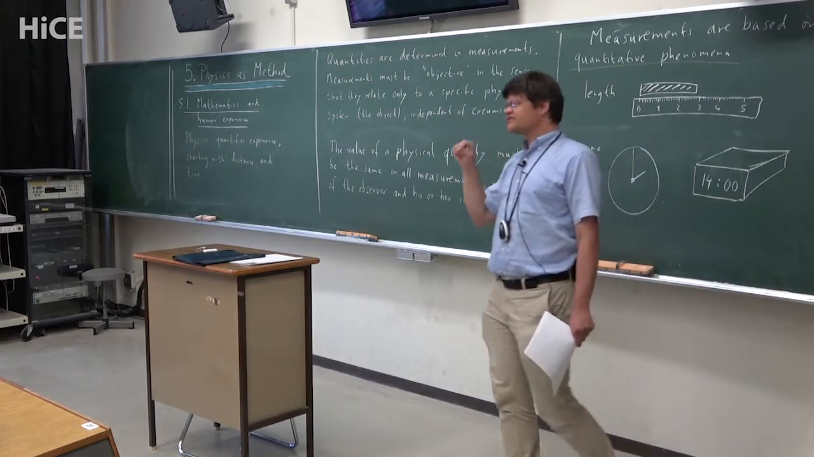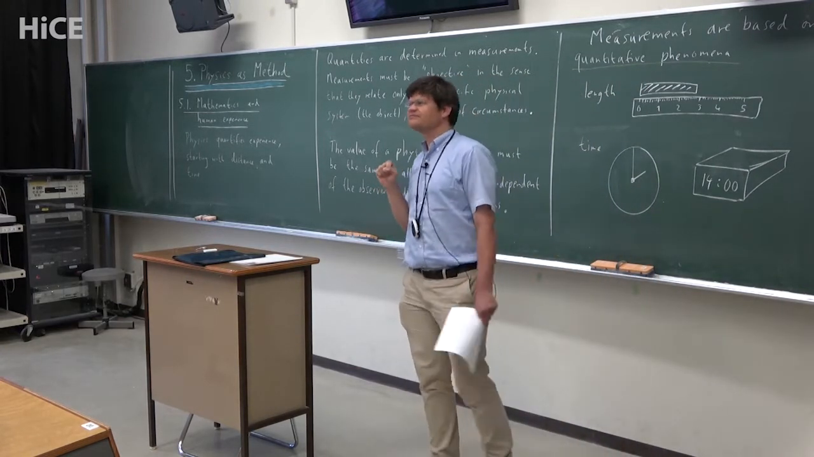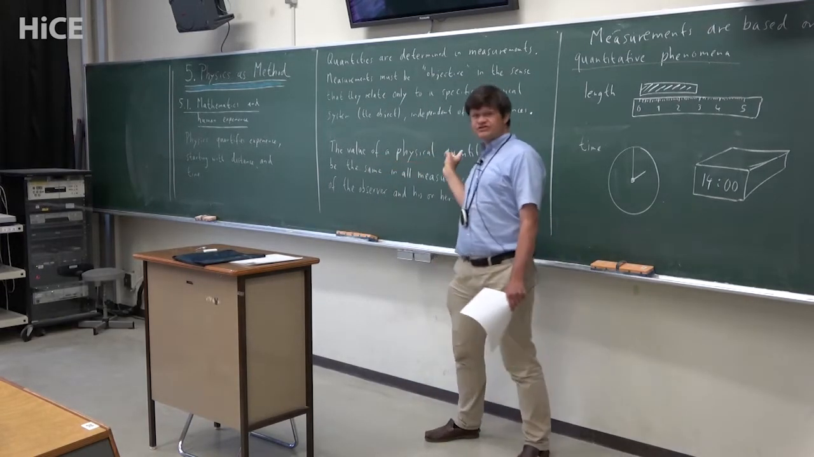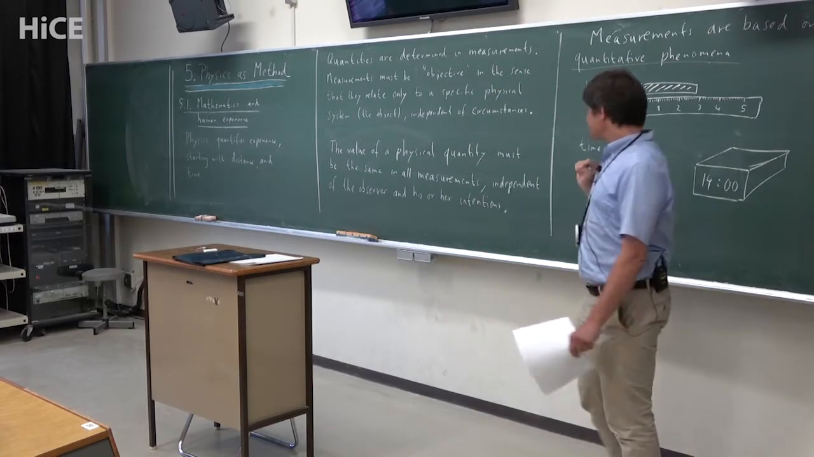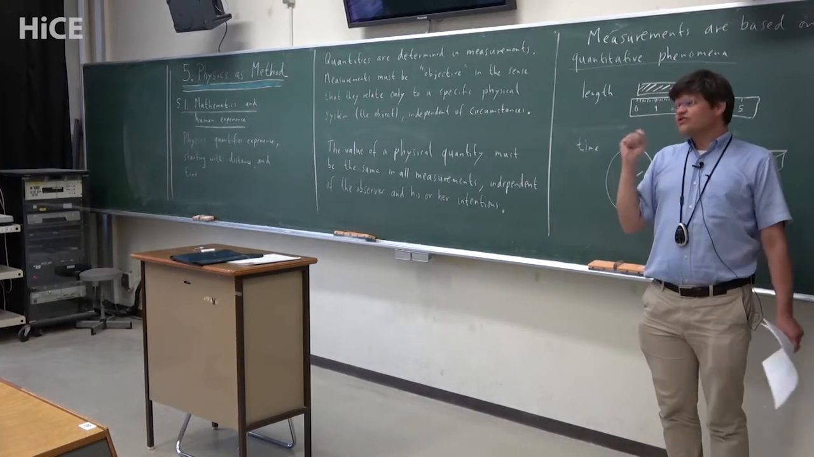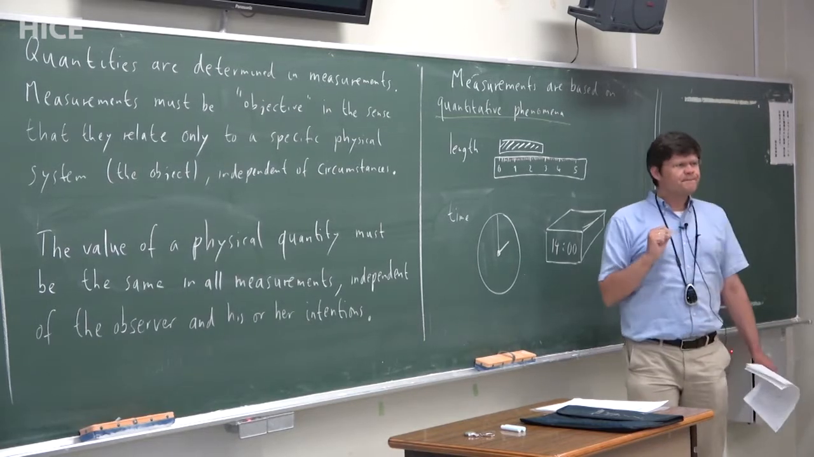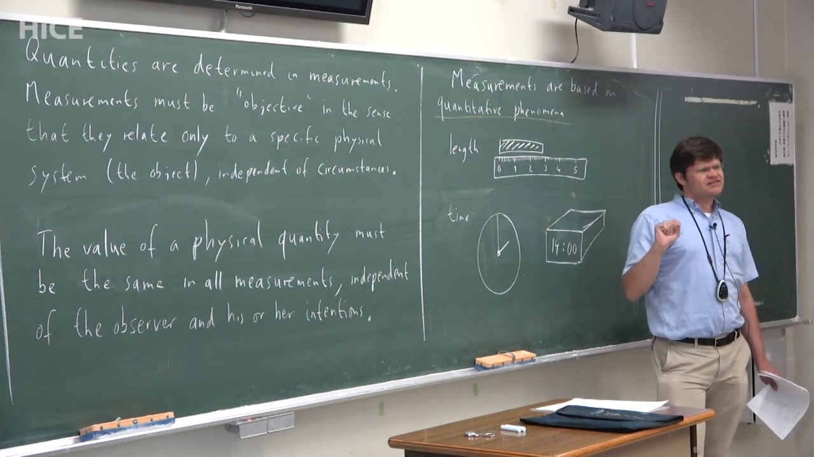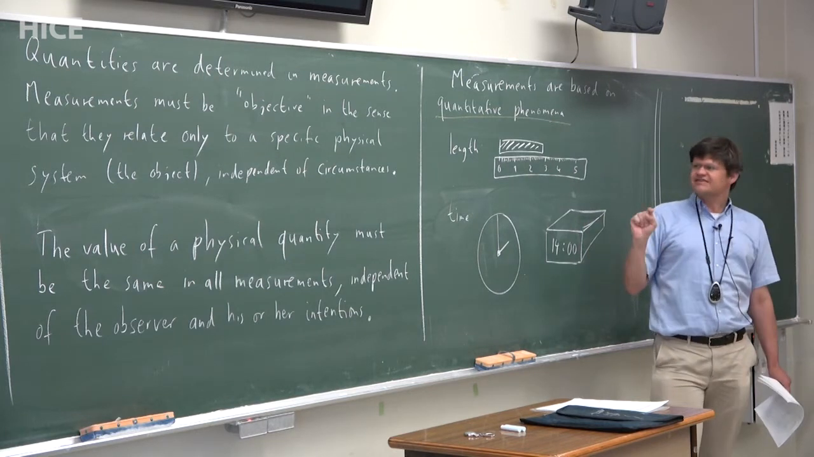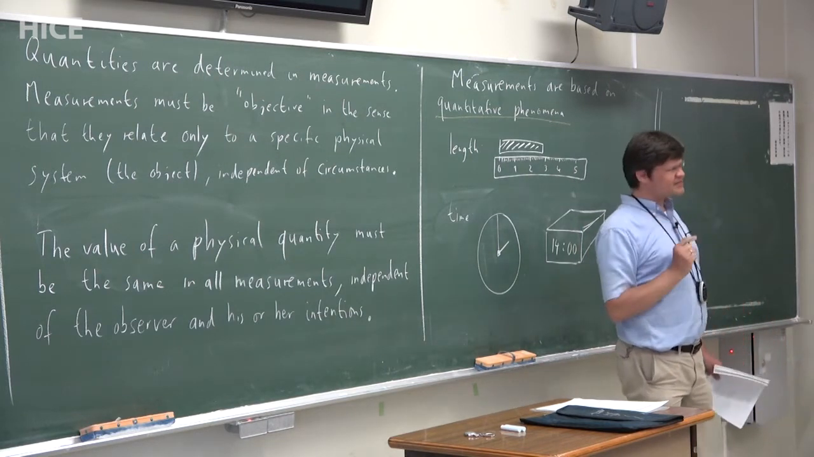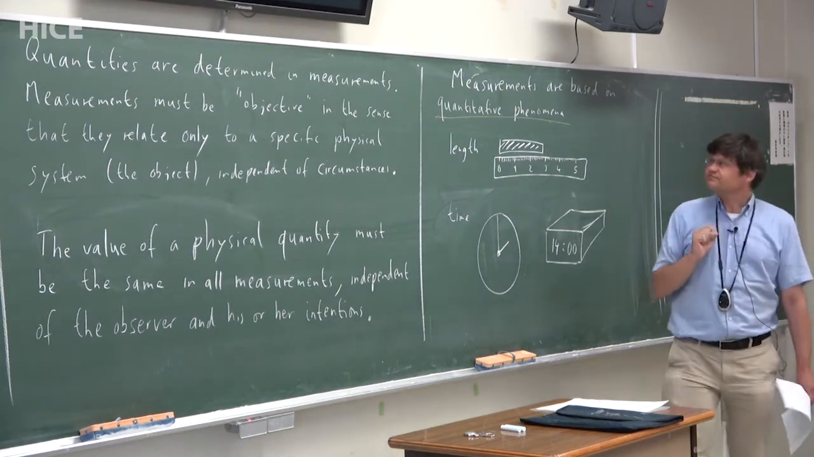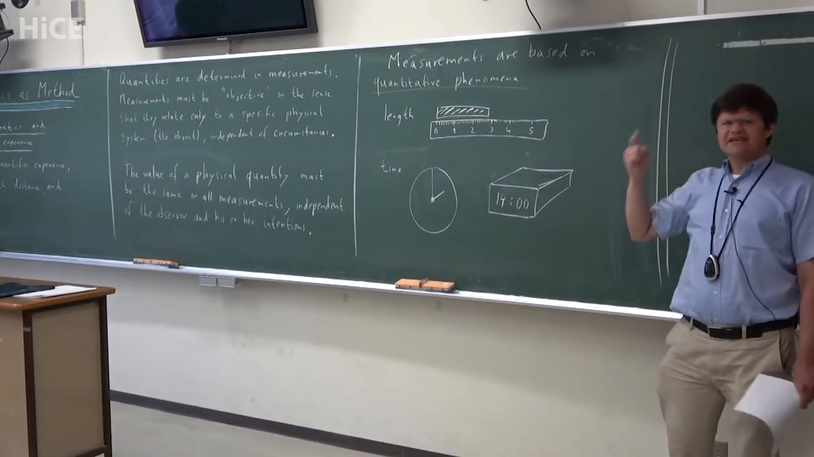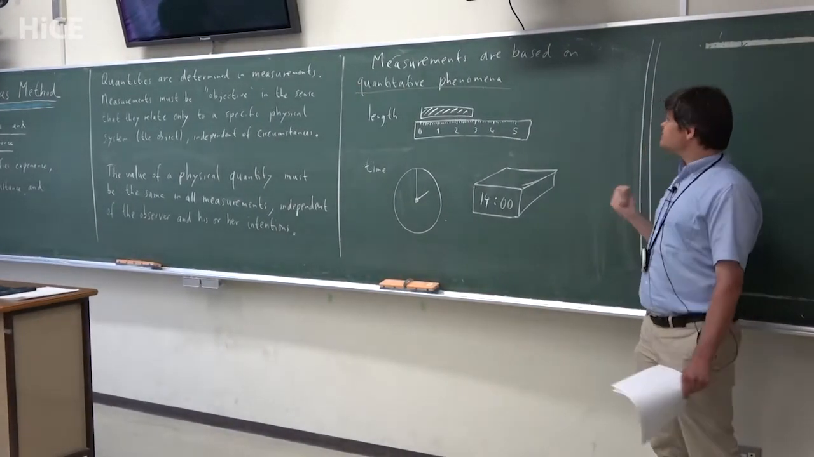It must be independent of the circumstances. So the value of a physical quantity should not depend on what the observer intends or wants. It must be the same in all measurements and under all circumstances. That is a very important criterion, and we'll come back to that later. So all measurements are based on phenomena that can be quantified.